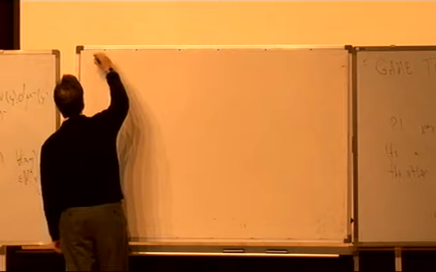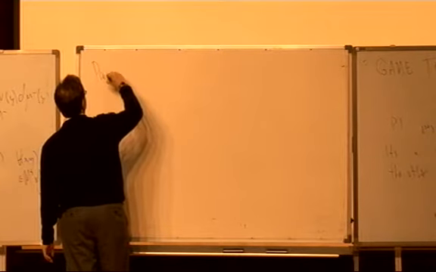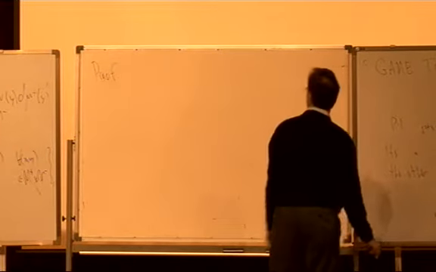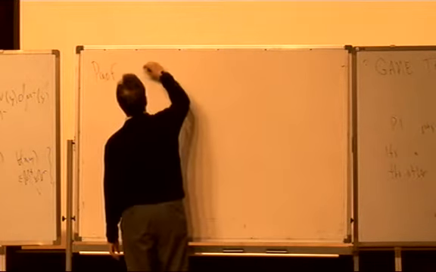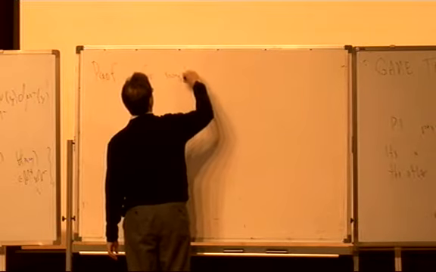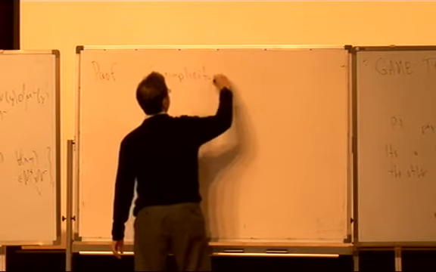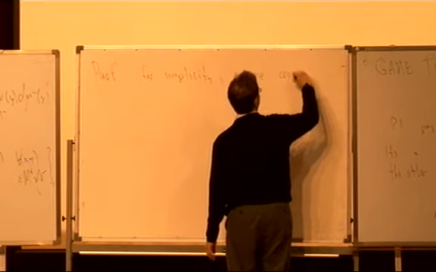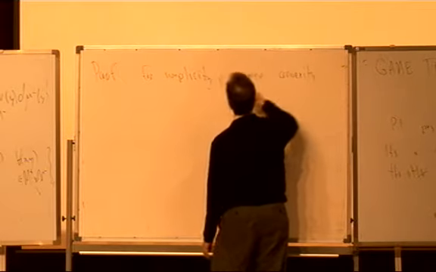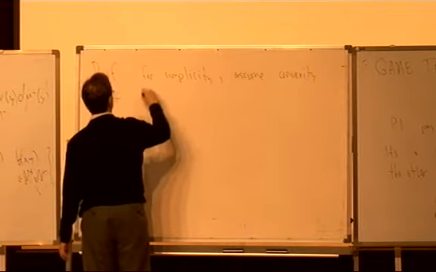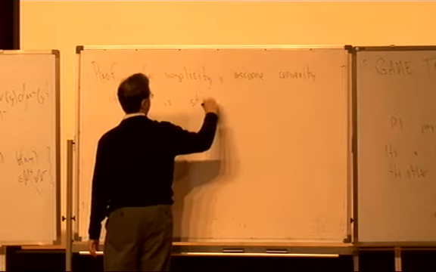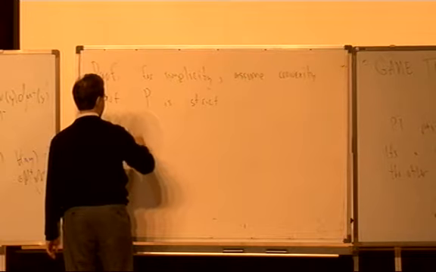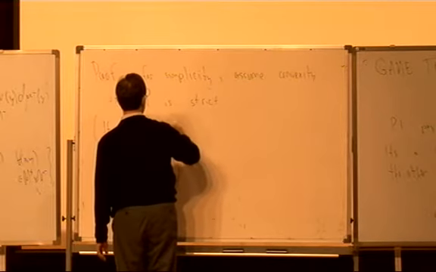So let's do a sketch of a proof. For simplicity, let's assume the convexity of the function p is strict. If not, then I'm going to first do a perturbation.